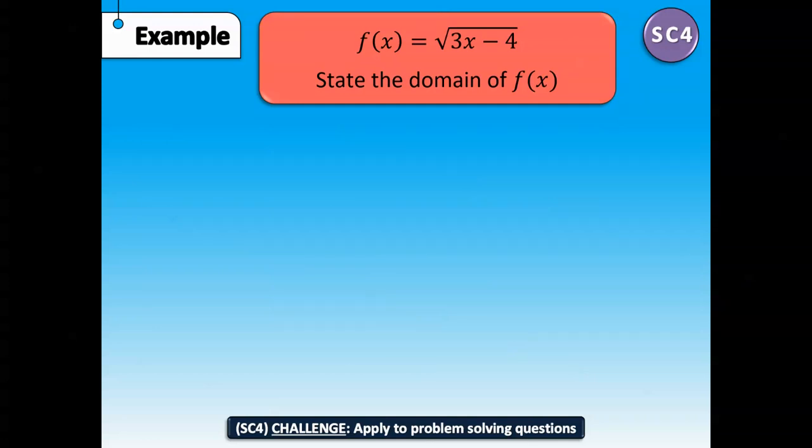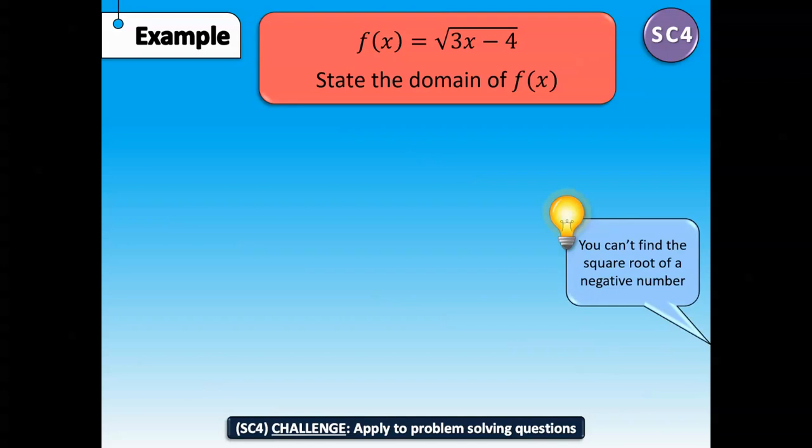In this example, f of x equals the square root of 3x minus 4, and we want to state the domain of f of x. Now in this question, or in any question, you can't find the square root of a negative number. So 3x minus 4 must be 0 or greater than 0. So we solve this inequality. We add 4 to both sides.